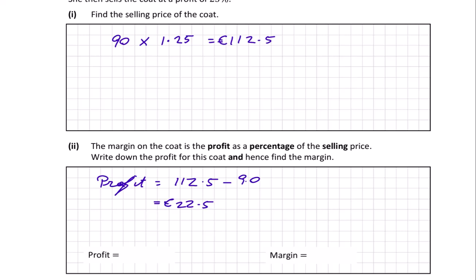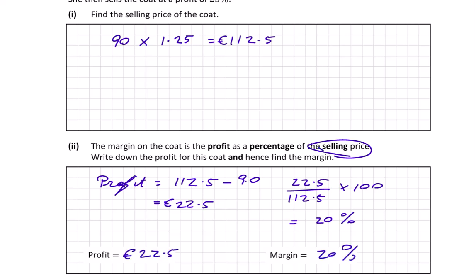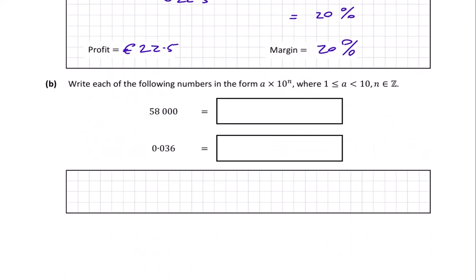Now we've got to work out the margin. The margin is just the profit, which is 22.5, as a percentage of selling price. So we've got to put it over the selling price, which is 112.5. We've got to multiply that by 100. So when you do that, you get a margin, if you like, of 20%. So the profit is 22.5 euros and the margin is 20%. So let's look at the next one then.